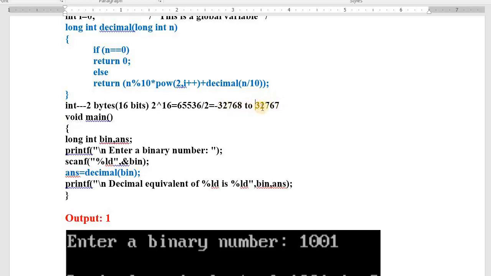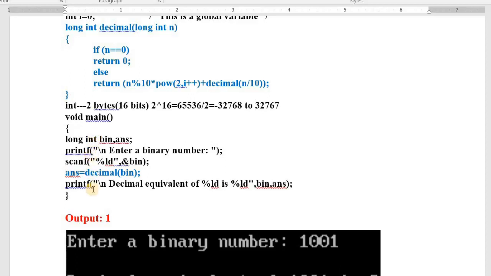Okay, minus to plus. But when we enter a binary value like 1, 1, 1, 1, 1, 1, that exceeds 5 digits. That's why we need a variable that supports more range. That's why we go for long integer. I hope you understood. If you are working with long integer variables, you need to make use of a format specifier like %ld. That's why we use long integer variables. Now I explain the program for you.